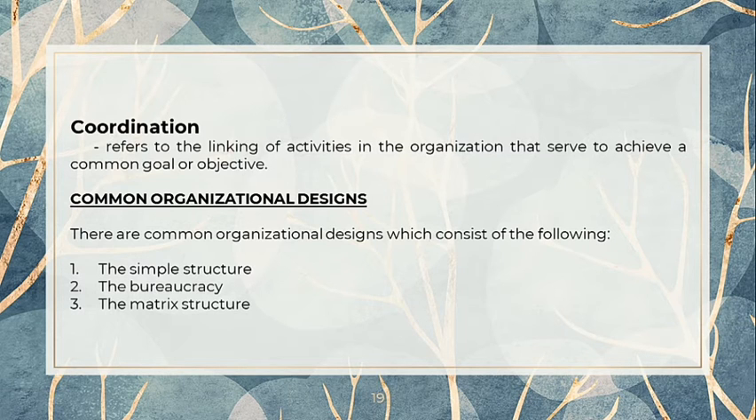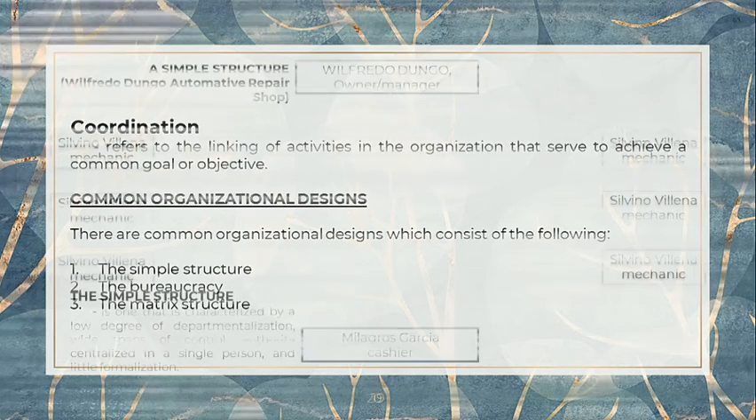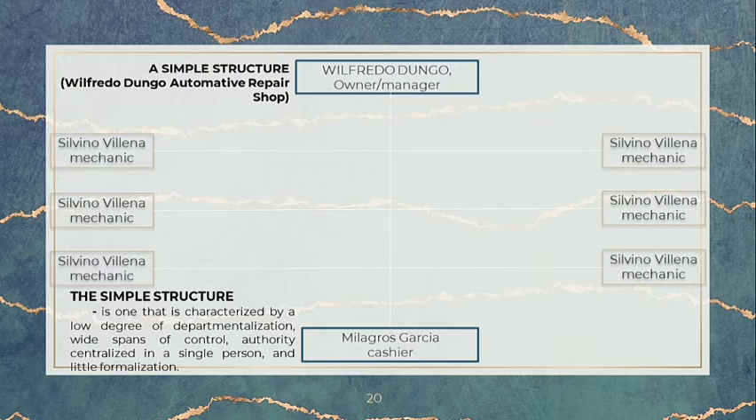Number one is the simple structure, number two is bureaucracy, and number three is the matrix structure. On the next page, we are going to see the simple structure. Okay, this one is a simple structure. A simple structure is one that is characterized by a low degree of departmentalization, wide spans of control, authority centralized in a single person, and little formalization.